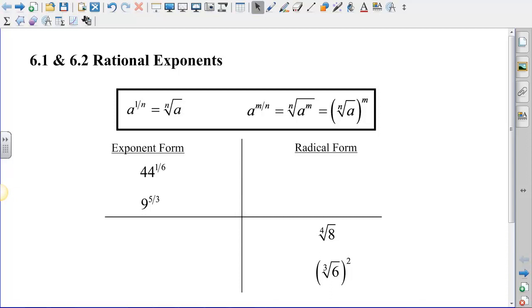Hi everybody, Mr. Garrett here, and we're going to go over a little bit of 6.1 and 6.2, which is talking about rational exponents. We're first going to talk about what they are and how we use them, and the second part is going to be using their properties to simplify and evaluate those rational exponents.